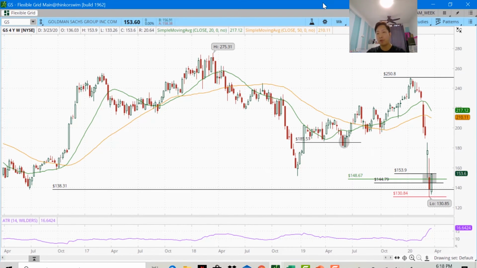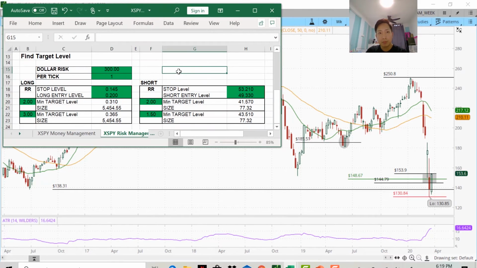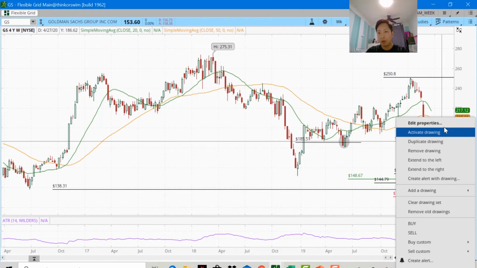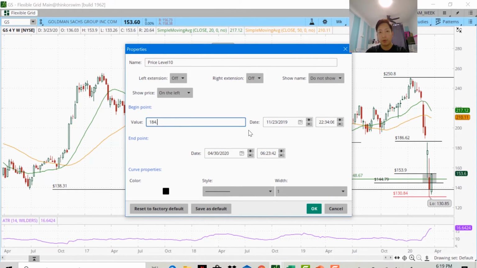So let's say, for example, if you have watched the earlier videos on order execution, maybe we can use this Excel sheet. Okay, you can see that, let's say you're going to risk $300 on this trade. Your stop loss will be at 130.84, long entry at 148.67. At 1:2, your target should be 184.33. So I'll just key in here 184.33.